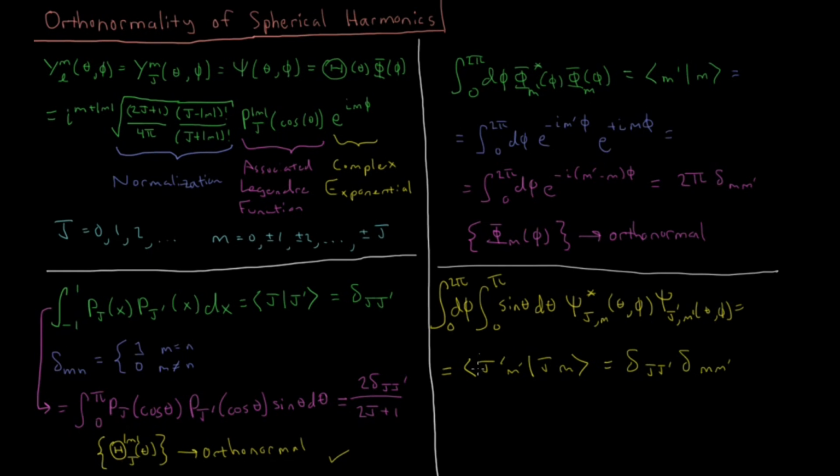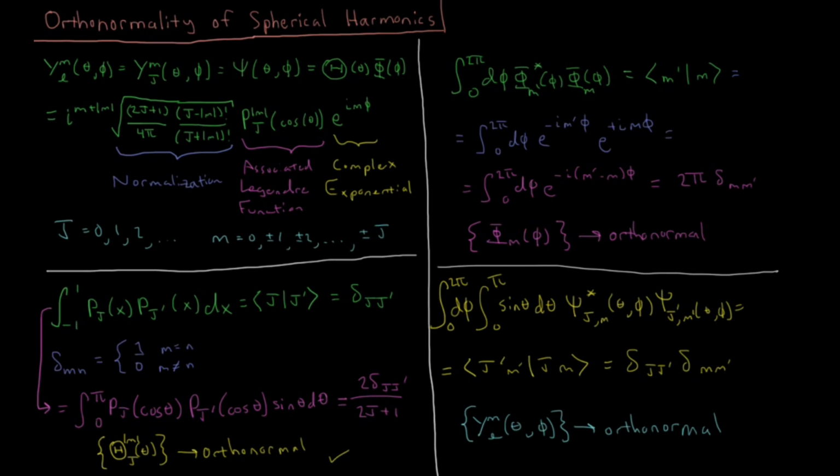The theta part is orthonormal to itself, so you get a Kronecker delta there. The phi part is orthonormal to itself, you get a Kronecker delta there. So that means that our total wave function, the spherical harmonics Y j m, psi of theta phi, whatever you want to call them, they are indeed orthonormal. And this is how orthonormality is going to work in general for most quantum systems that we see.